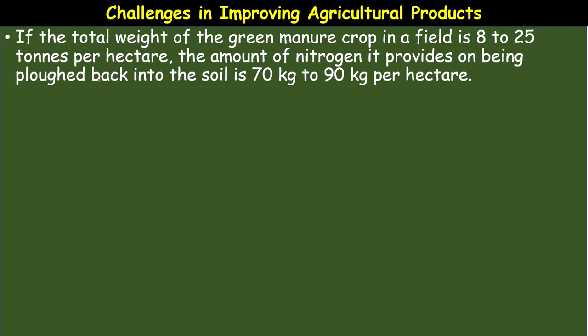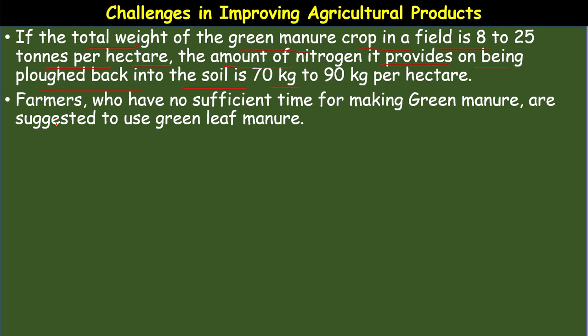If the total weight of green manure crop in a field is 8 to 25 tons per hectare, the amount of nitrogen it provides on being ploughed back into the soil is 70 kg to 90 kg per hectare. So, it is very economical. The farmers who have no sufficient time for making the green manure are suggested to use the green leaf manure.